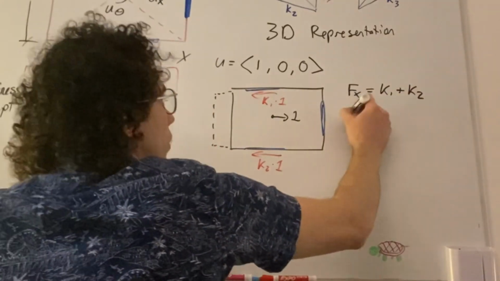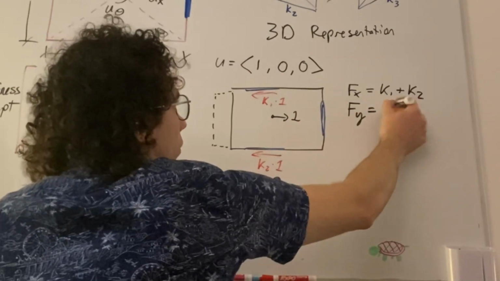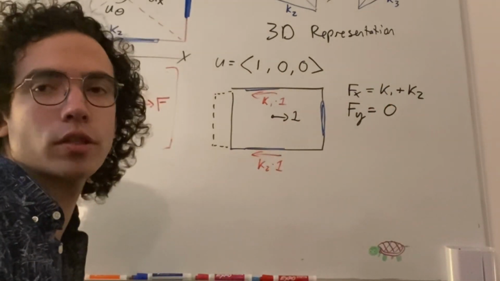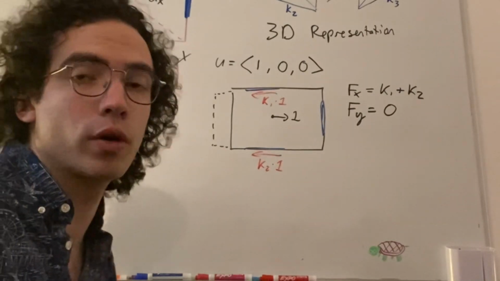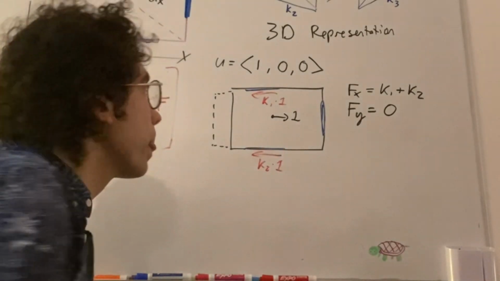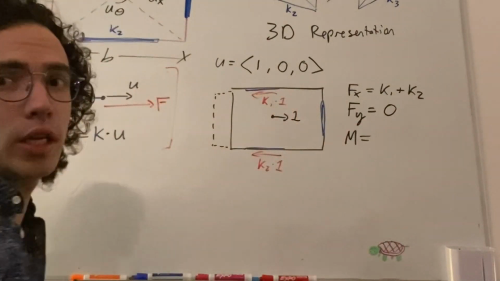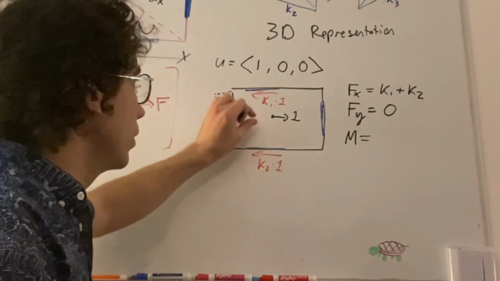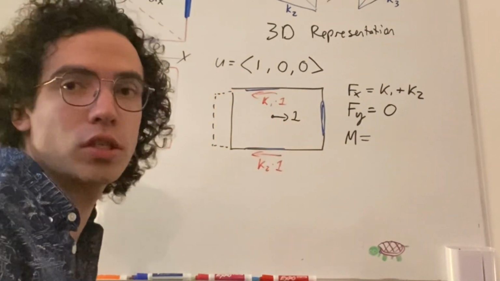In the y direction, Fy is 0. You don't have to apply any force in the y direction to move the building over 1 unit to the right. Moment: if K1 and K2 are equal and the mass is in the center and you're pushing at the center, then you're fine, it's just 0.